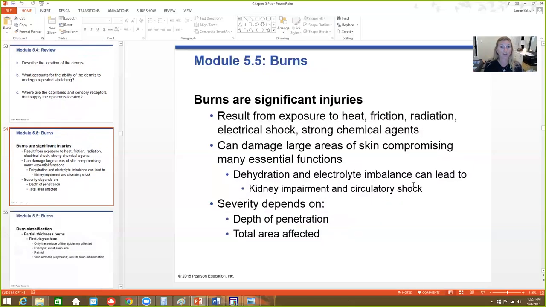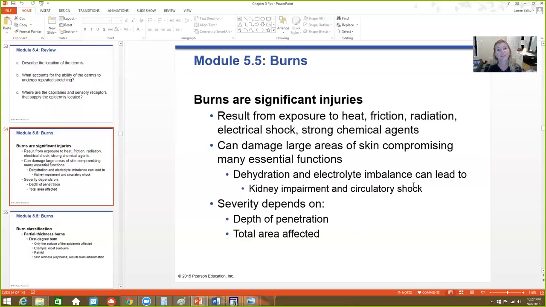Moving on, let's talk about burns for a little bit. They're very significant, probably one of the worst injuries you could endure. You can get a burn from heat, from friction, from radiation, like sunburn, from shock, or from strong chemical agents, like pouring some type of acid onto your skin. You can get a chemical burn.